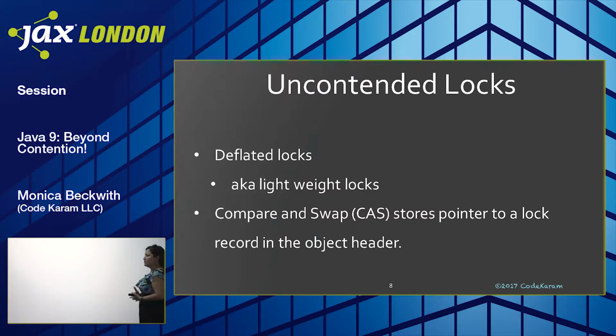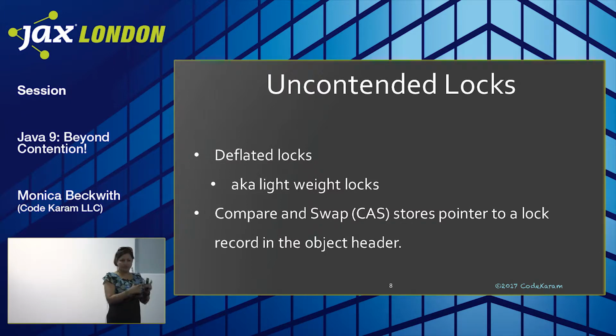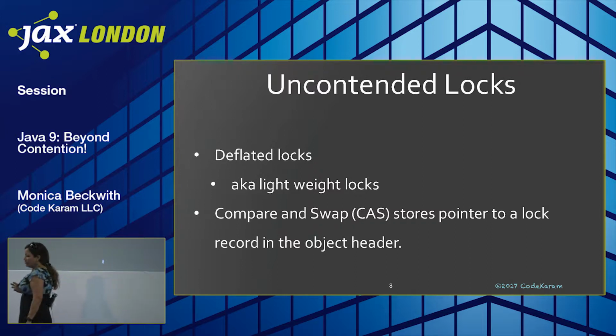In its simplest form, in the JVM, you have something called compare and swap that you can use to store the pointer to the lock in the object header. Every Java object has a header and a body. Within the header, you have the mark word and other things. In that mark word, you can have information about the lock itself. So a lightweight lock is as simple as doing a compare and swap instruction, okay?